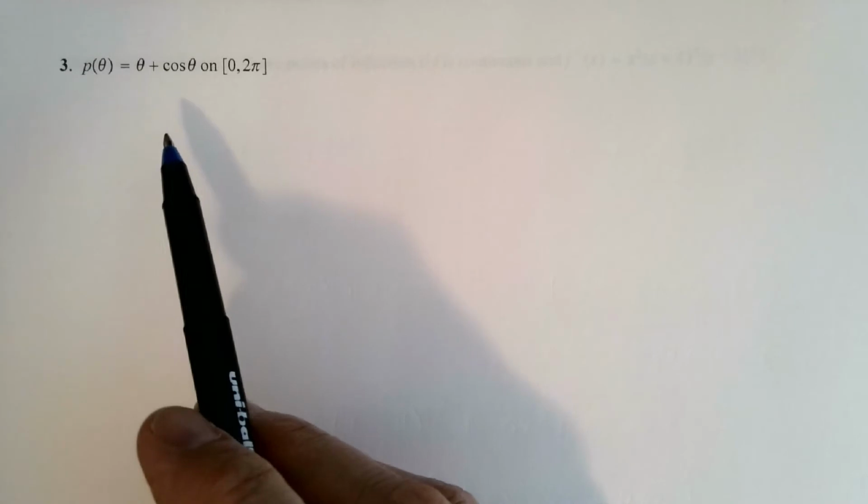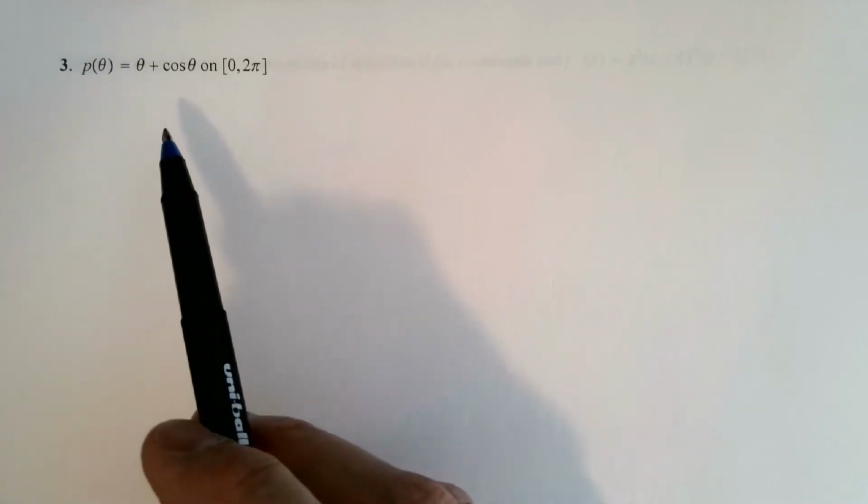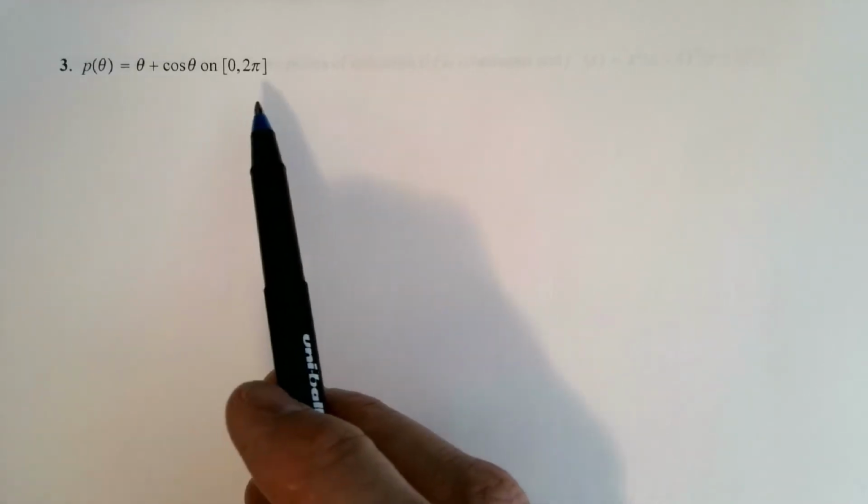Alright, let's take a look at an example involving a trigonometric function. Again, for this problem we are going to find the intervals where this function is concave up and concave down, and any inflection points, but we're going to restrict it to this closed interval.